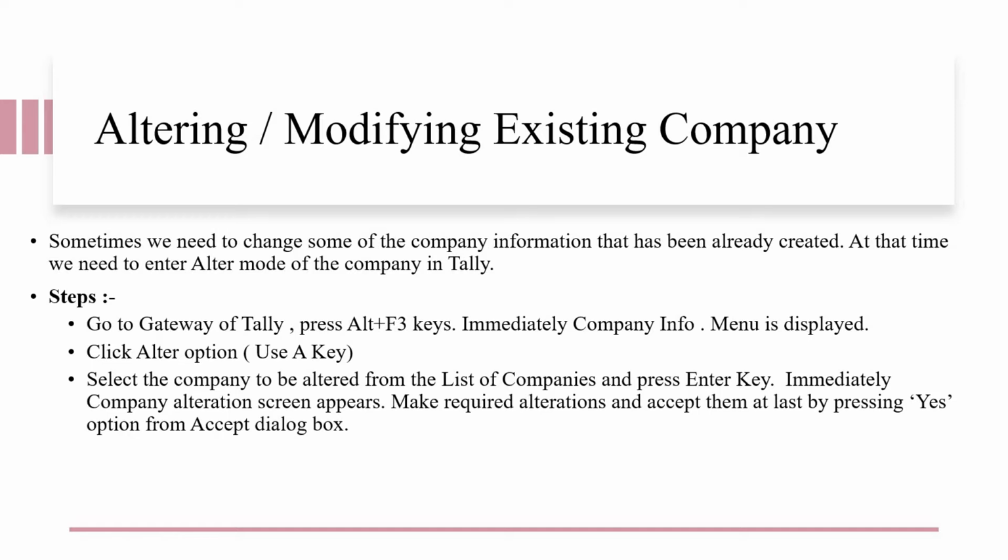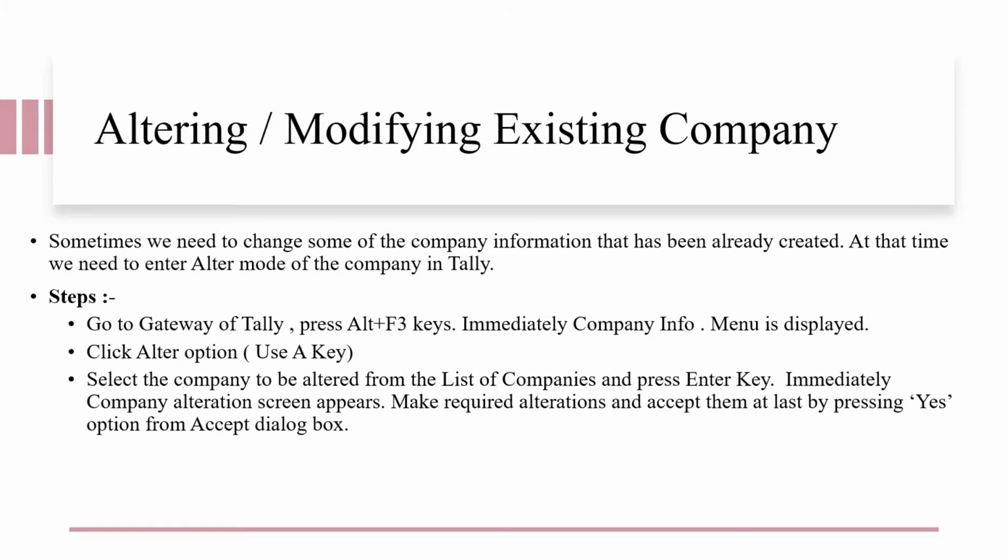Altering or modifying an existing company. Sometimes we need to change some of the company information which is already created by the user. Suppose we have to make some changes in the company information, maybe the email ID or the address or any other information. In that case, we can go to the alter option and make the changes. We can alter, modify or change as per the requirements of the company.